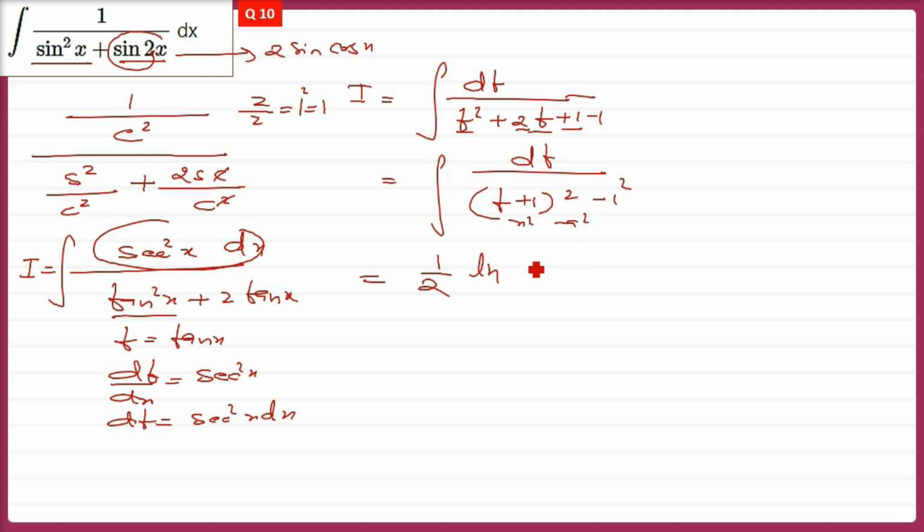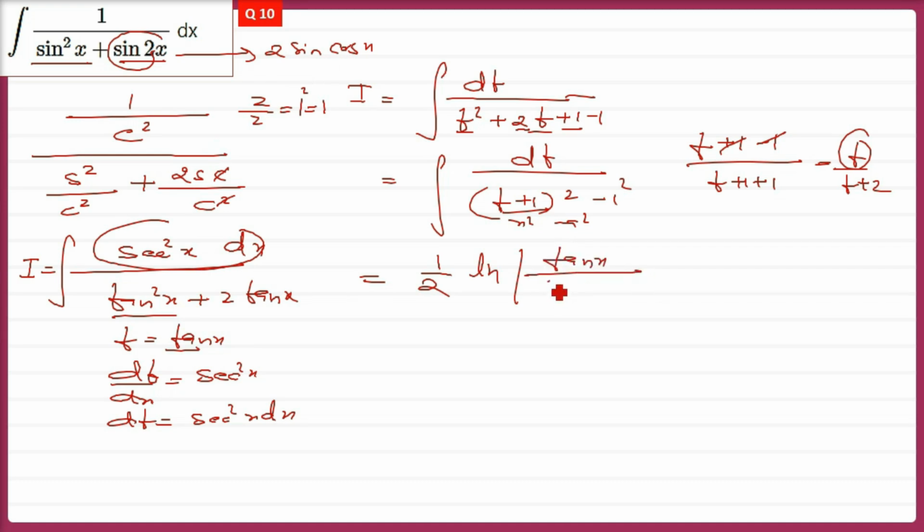So x minus a, I'm writing it here, then we'll finally replace it here. So it will be t plus 1 minus 1 divided by t plus 1 plus 1. This will give you t by t plus 2. And what was t? It is tan x. So you have this tan x divided by tan x plus 2 plus constant of integration. That's your final result.